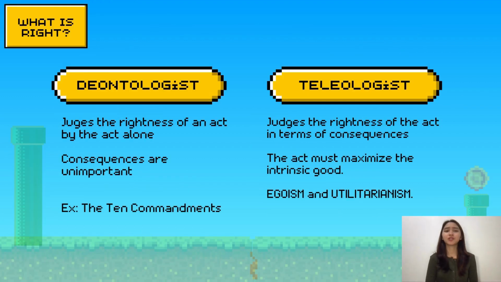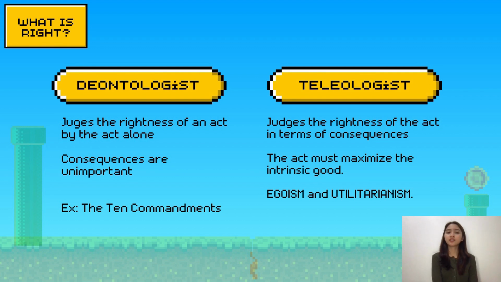Now that we have determined what is good, let us now determine what is right. Moral philosophers are divided into two when asked the question of moral obligation, which is what you ought to do. Either they are deontologists or teleologists.